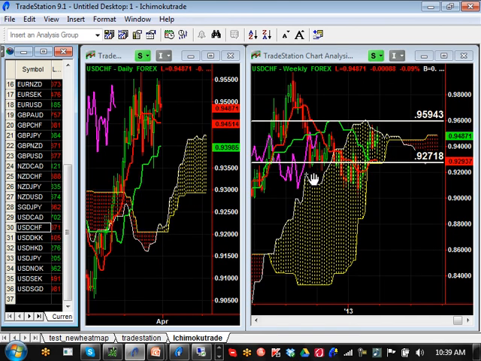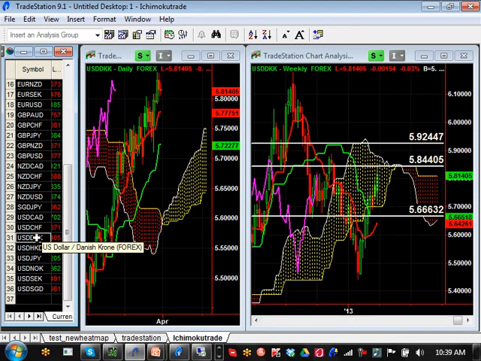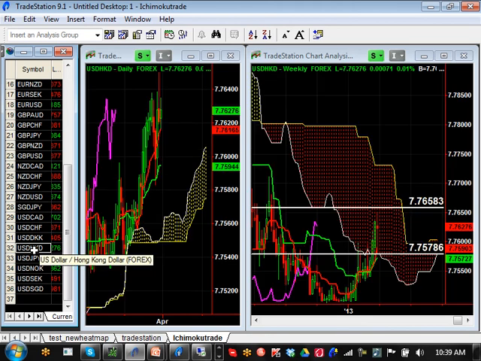US Swissy, it's ranging between 92.71 and 95.94. US SEK is ranging between 84.40 and 66.63, and you could see a lot of these are pretty much ranging now when we're getting to the US currencies. US Hong Kong is ranging between 76.58 and 75.78.